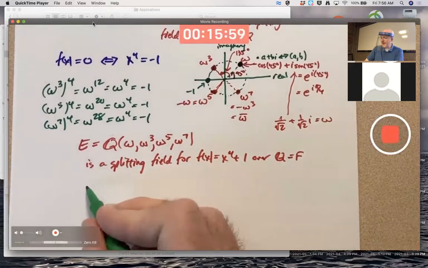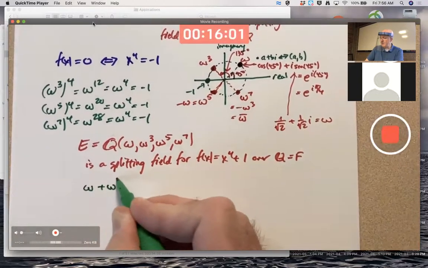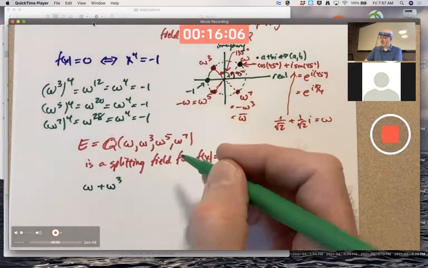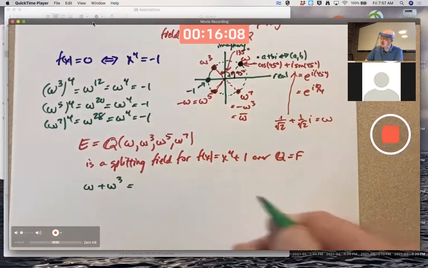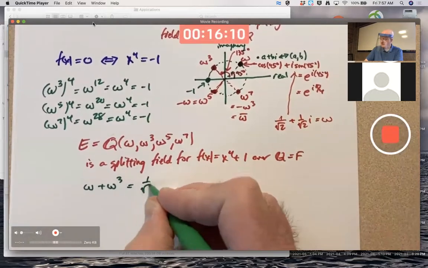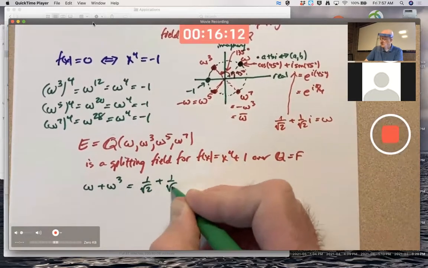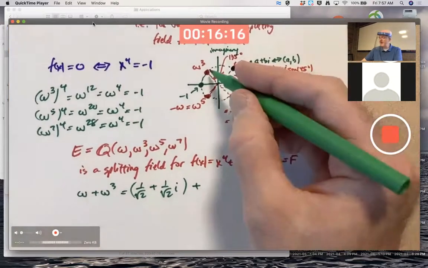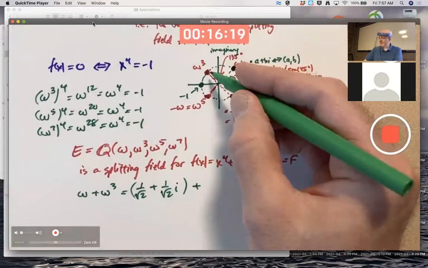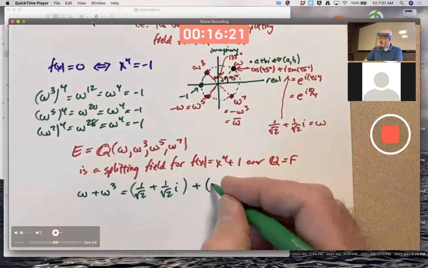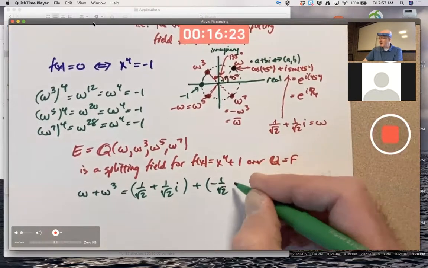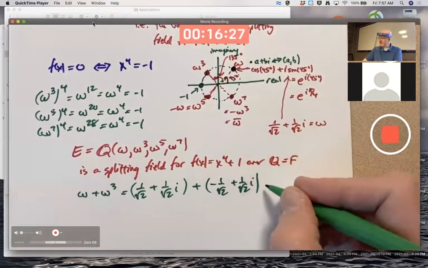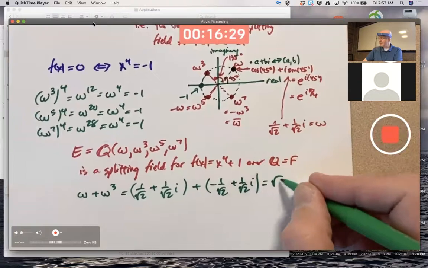So for example, adding omega and omega cubed also has to be in there. I wonder what happens when you add omega and omega cubed. What do you get? Let's see, omega is 1/√2 plus 1/√2 i. That's omega. What's omega cubed? It's over there. If you think about it, it's -1/√2 plus 1/√2 times i. Add those together, you get √2 times i.